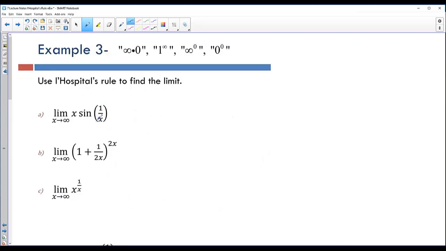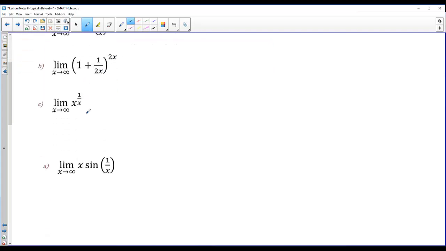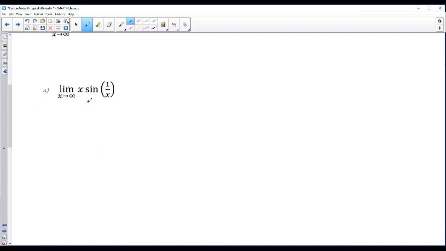So here are some examples. We did this one together using our calculator. But how do we do this using L'Hopital? So let's go down here. I wrote these out down here, and let's just check them out.